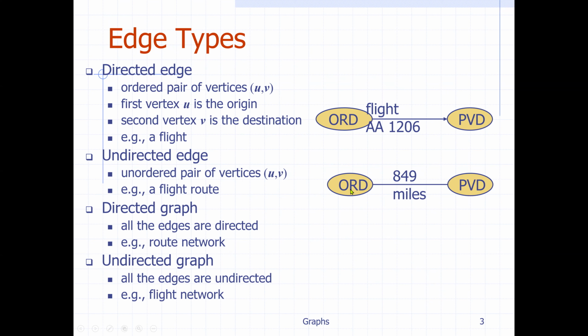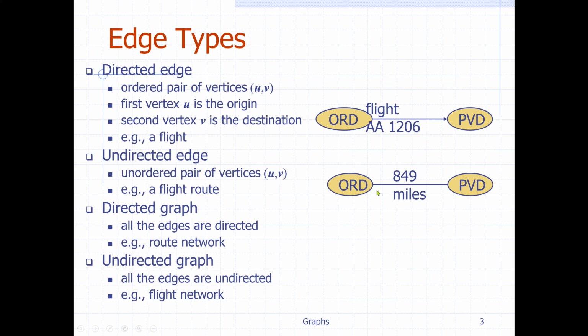Now the second one is the undirected edge. An undirected edge means we can go in either direction. The route can be from ORD to PVD or PVD to ORD. And this is a nice example here. So 845 miles represents the distance between the two airports. So the distance is the same from PVD to ORD. It's also the same from ORD to PVD. So this is again an undirected edge.